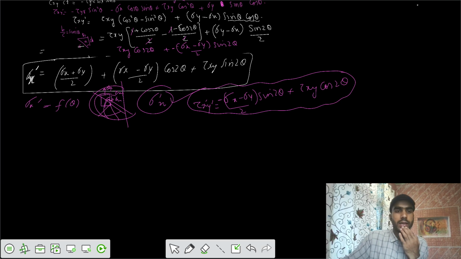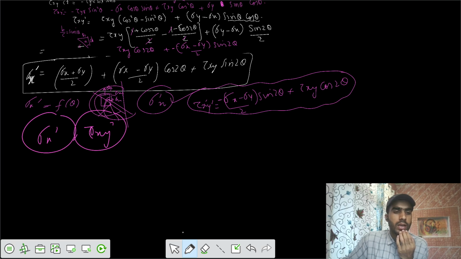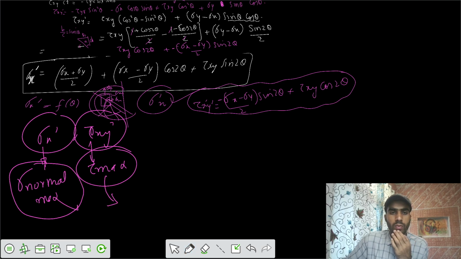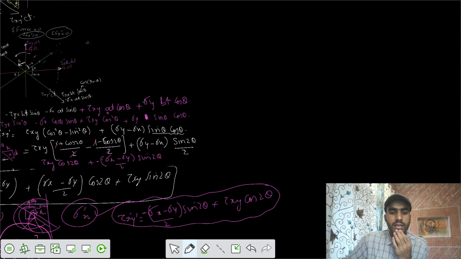Now you have the shear stress and normal stress at any particular plane. But what about the maximum? What should be the value of maximum normal stress, and what should be the value of maximum shear stress? On what particular plane is shear stress maximum, and on what plane is normal stress maximum? For that we write the next topic: location of sigma max and tau max.